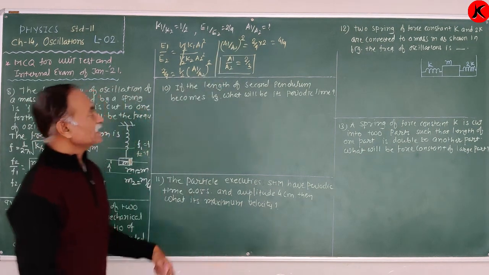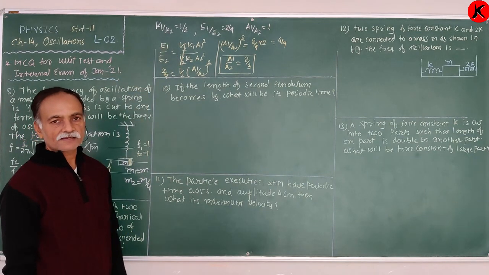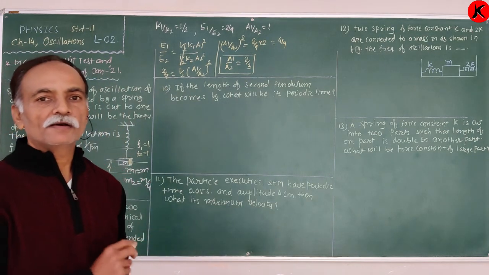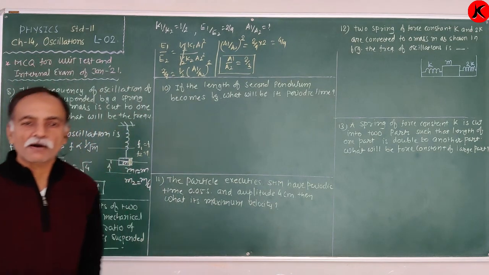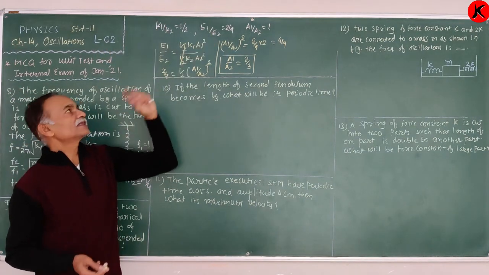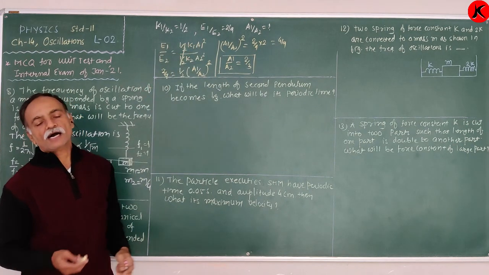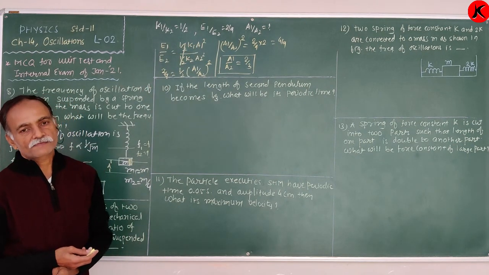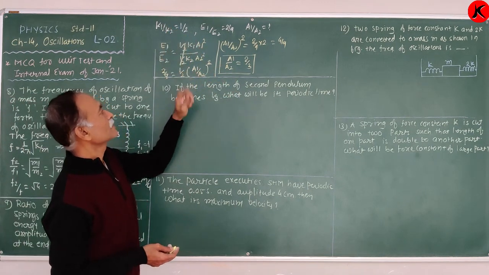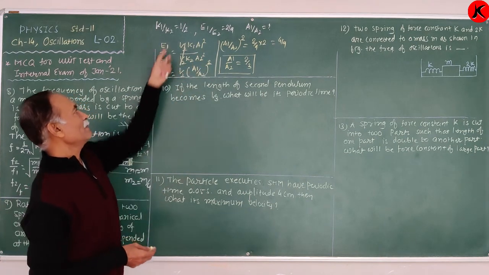Here the ratio of the mechanical energy, that means the total energy, is given. Therefore, we are using the equation of mechanical energy, E is equal to half K A square. Here the two energies are given. Therefore, E1 upon E2 is equal to half K1 A1 square upon half K2 A2 square. The half cancels. K1 upon K2 is already given as 1/2, and A1 upon A2 whole square we have to find out. E1 upon E2 is given as 2/9.